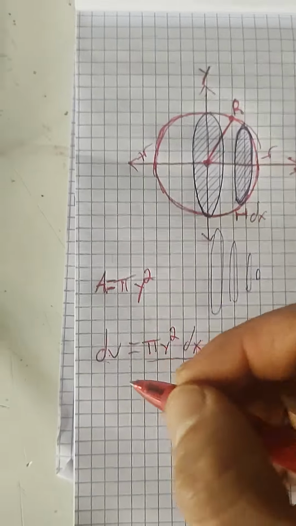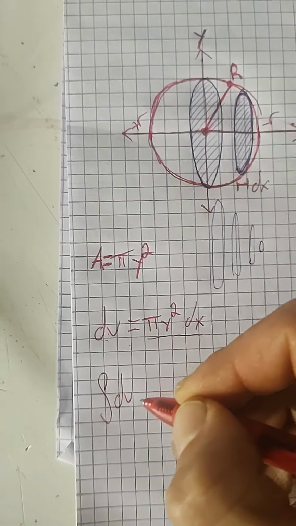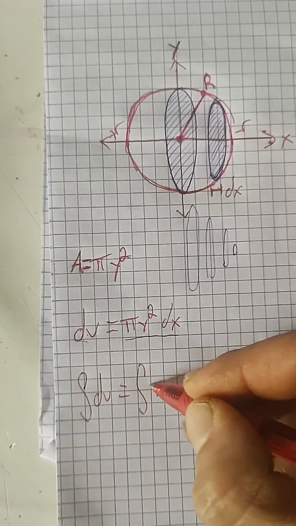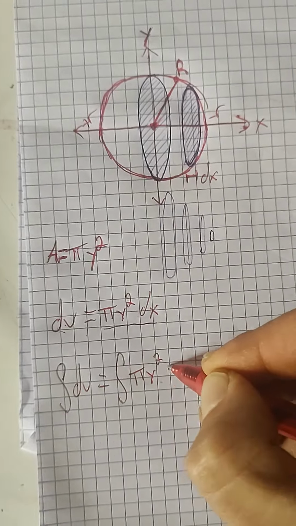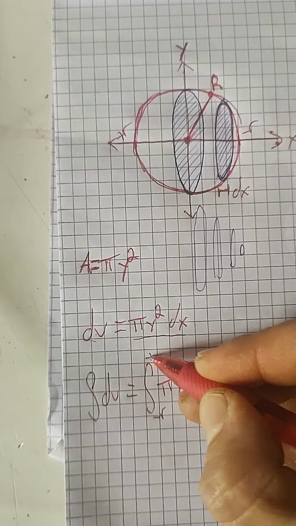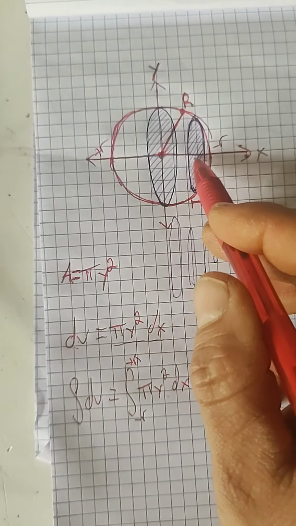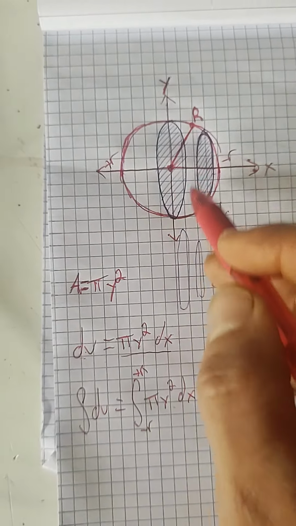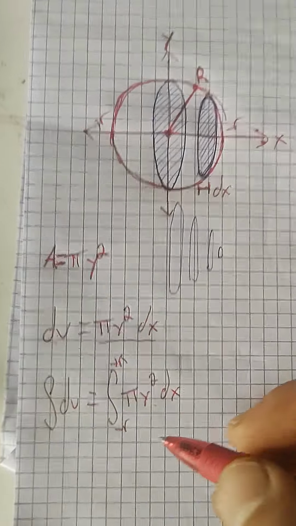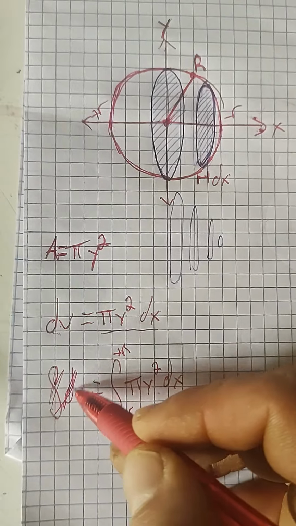We have to make that into a real volume, so we're going to integrate both sides. We take the integral of the derivative of volume, and the integral of pi times y squared dx, from minus r to plus r. We're going to sum all those infinite disks from minus r all the way up to plus r. This integral cancels the derivative, and we just get a whole volume.